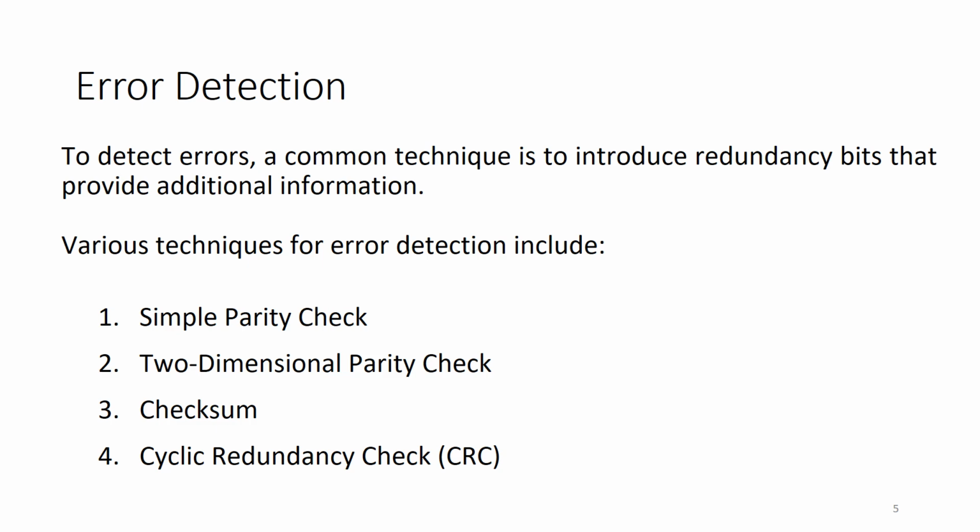To detect the errors, a common technique is used, and that is to introduce redundancy bits that provide additional information. That introduction of redundant bits is nothing but the parity bits. The various techniques for error detection include the simple parity check, two-dimensional parity check, checksum, and the last one is the cyclic redundancy check, CRC.